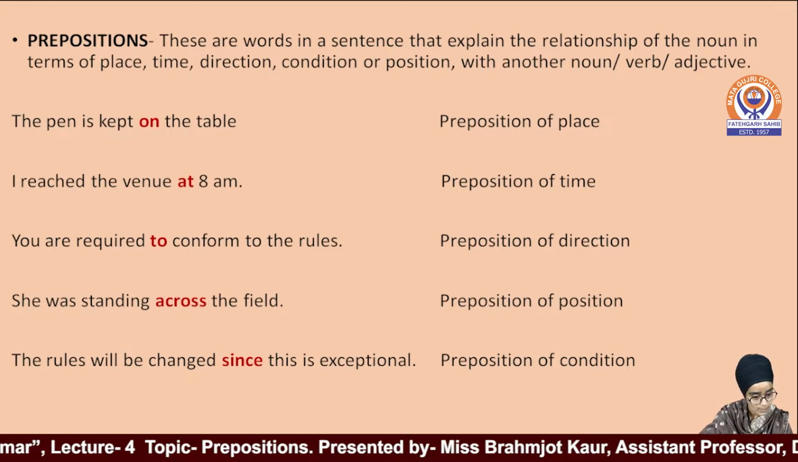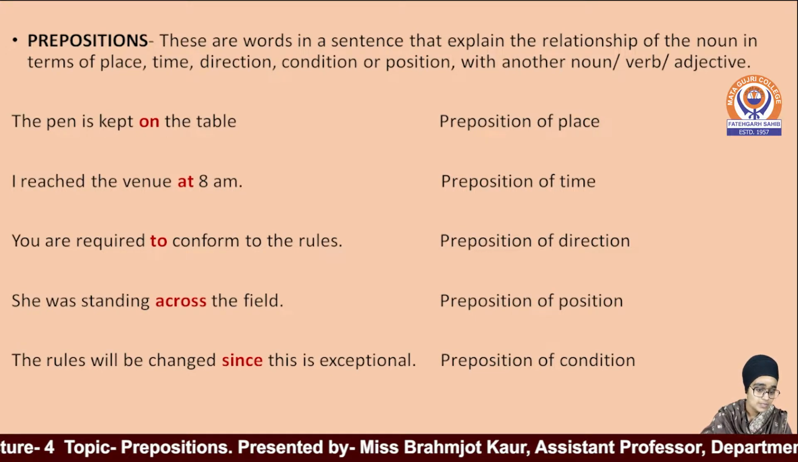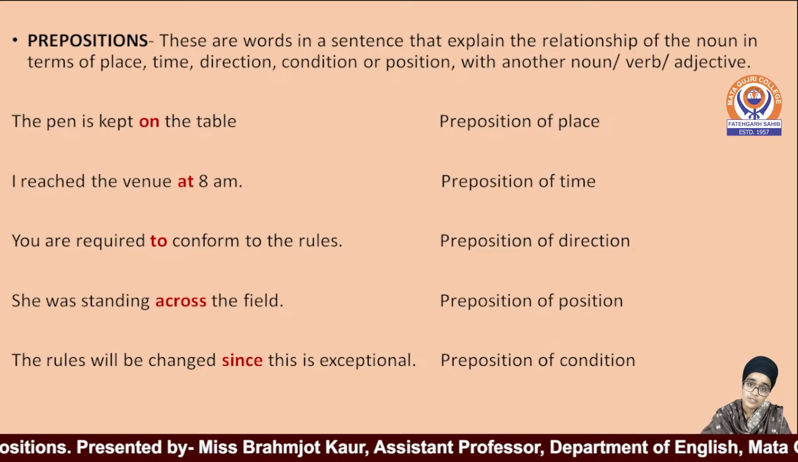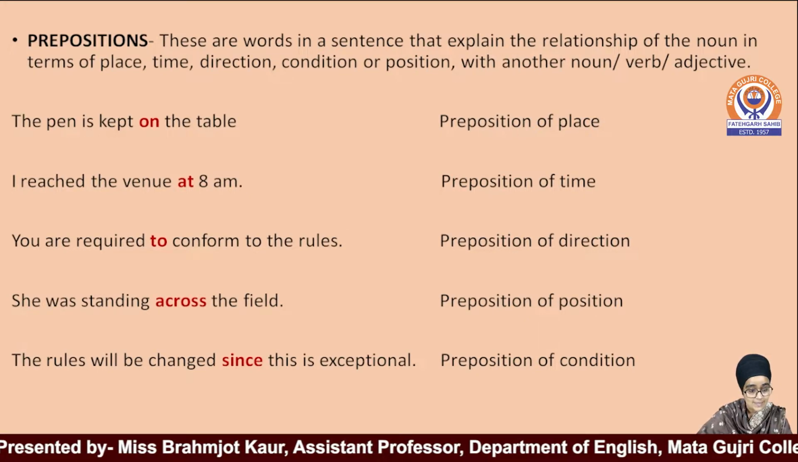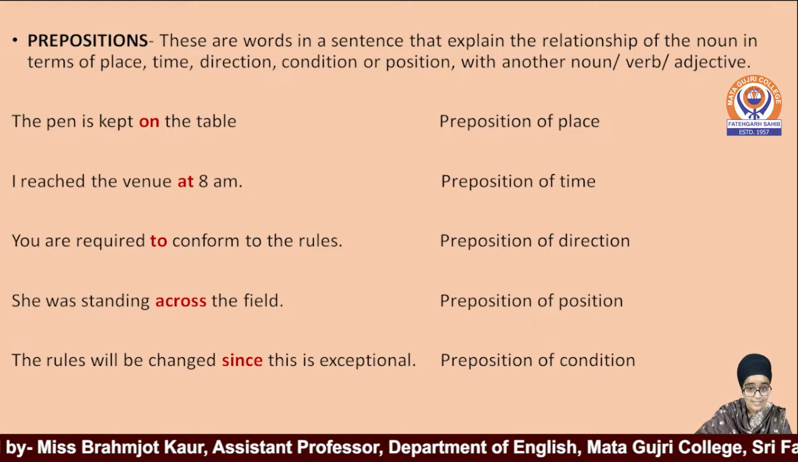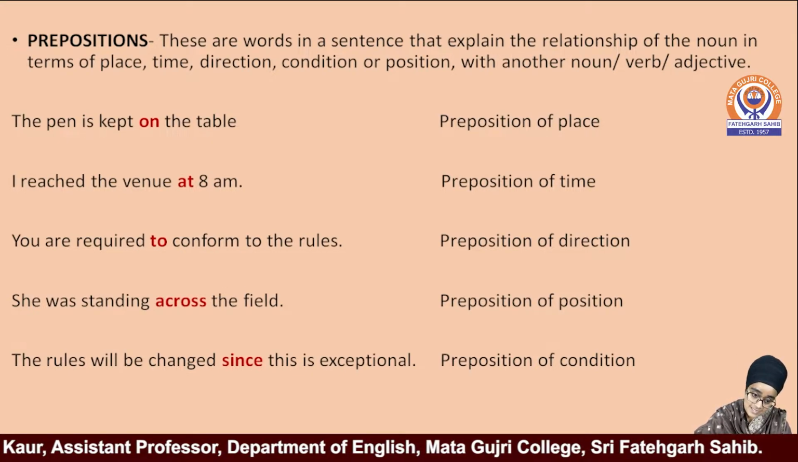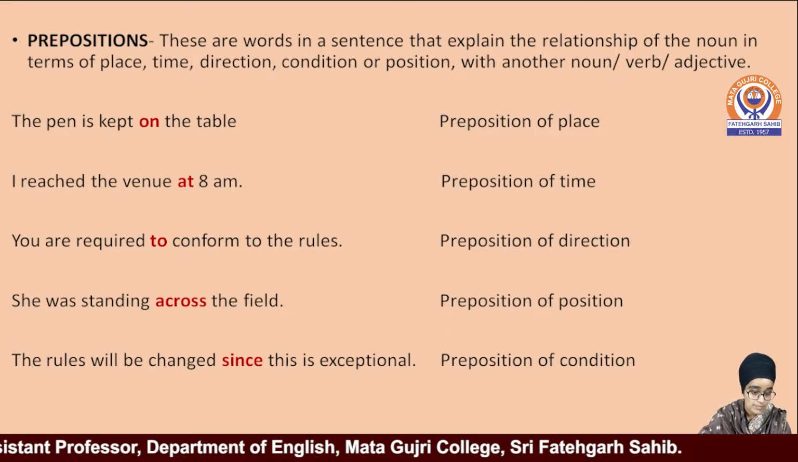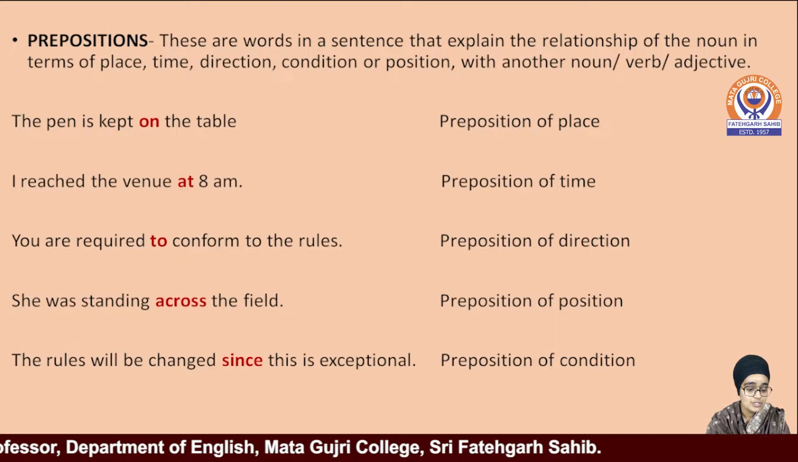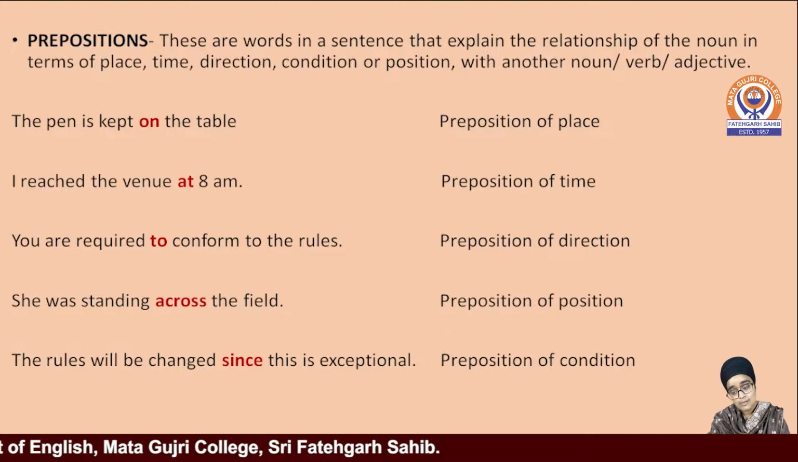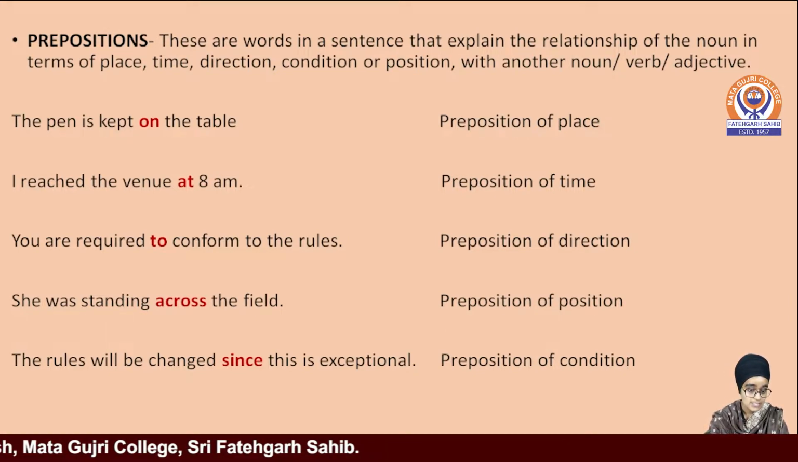Example one, the pen is kept on the table. The word on here is a preposition and becomes a preposition of place because it explains the relationship of the noun, that is pen, with another noun in the sentence, that is table. So the pen is kept on the table. Next, I reached the venue at 8 a.m. So the word at becomes a preposition of time, suggesting the time when you reached the venue.